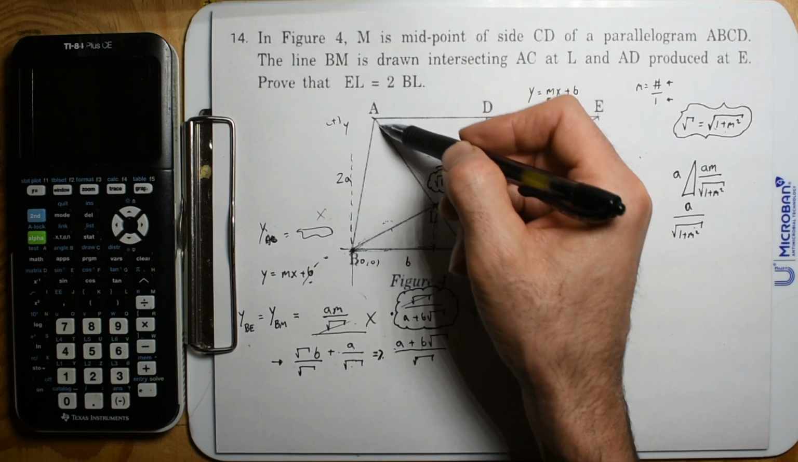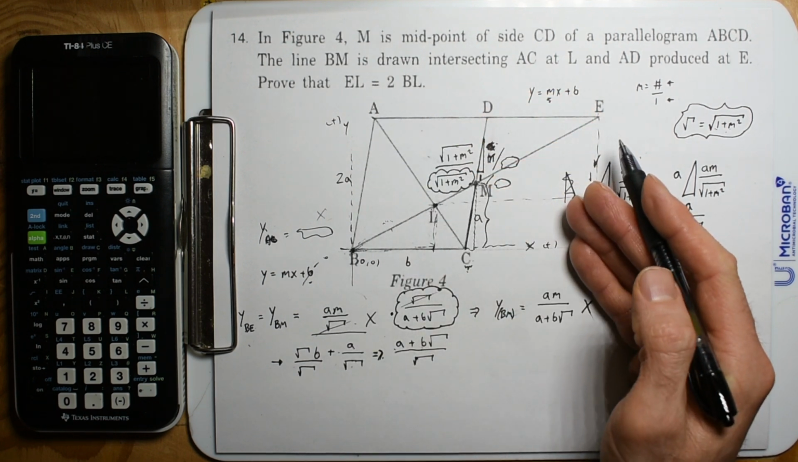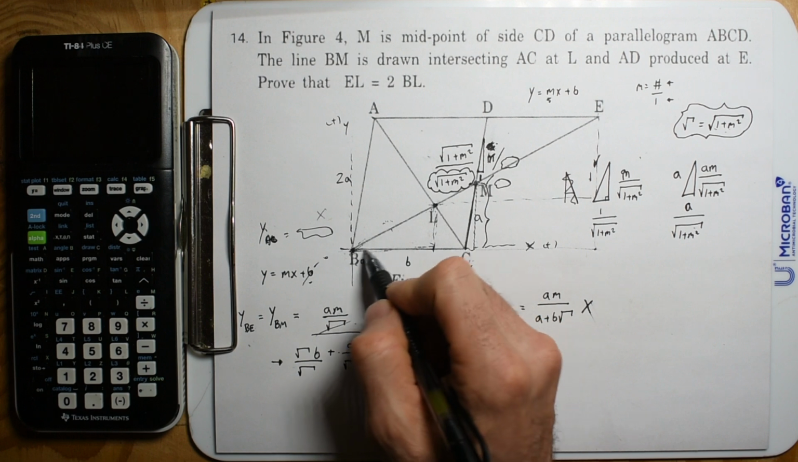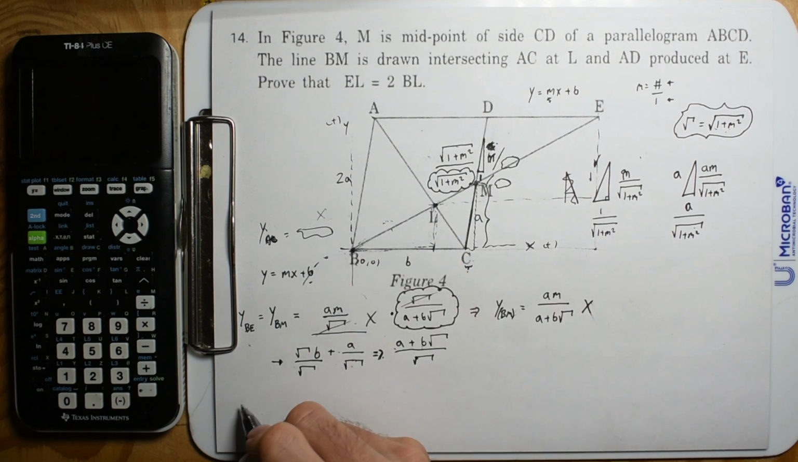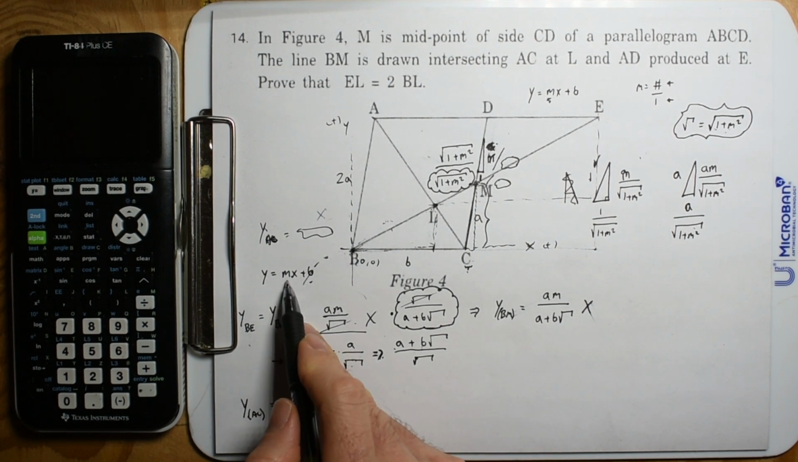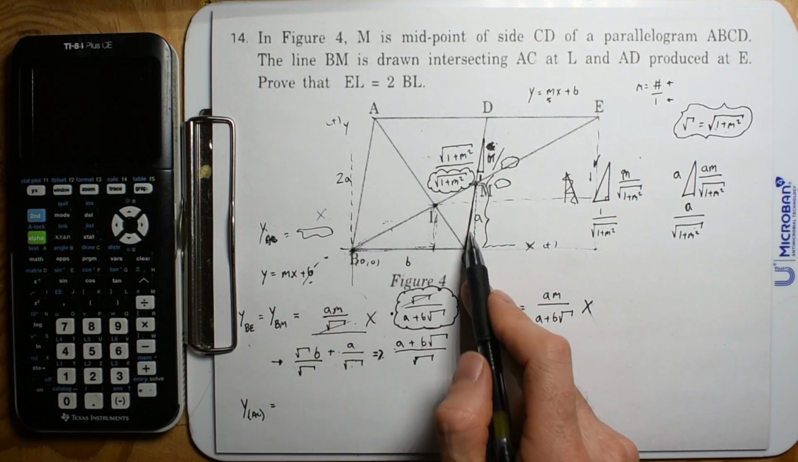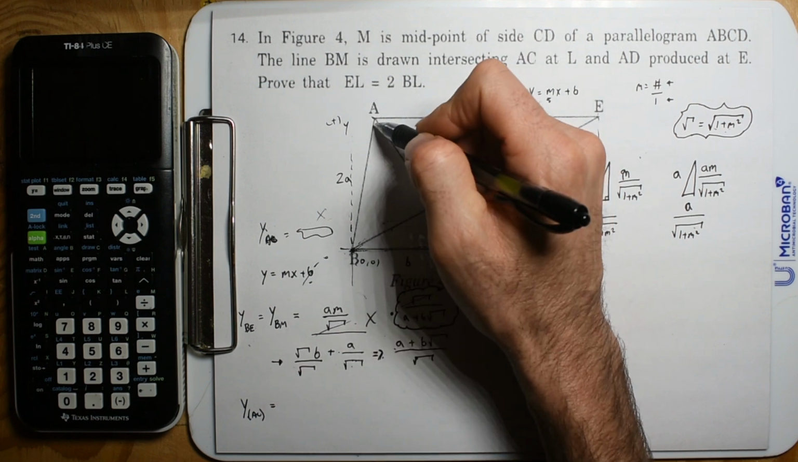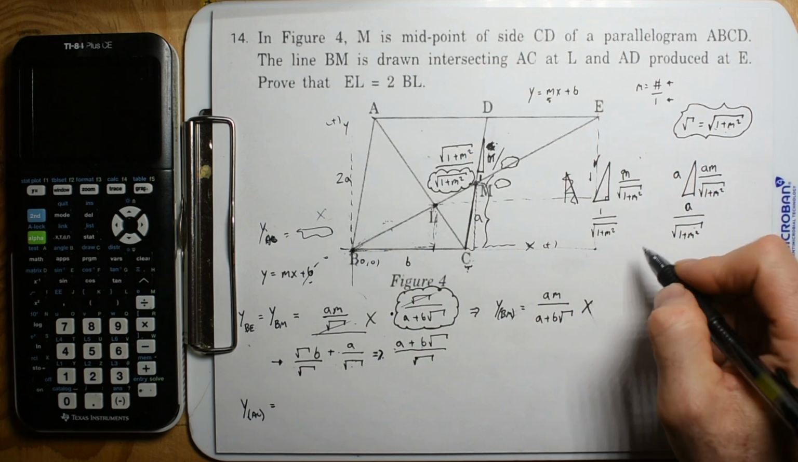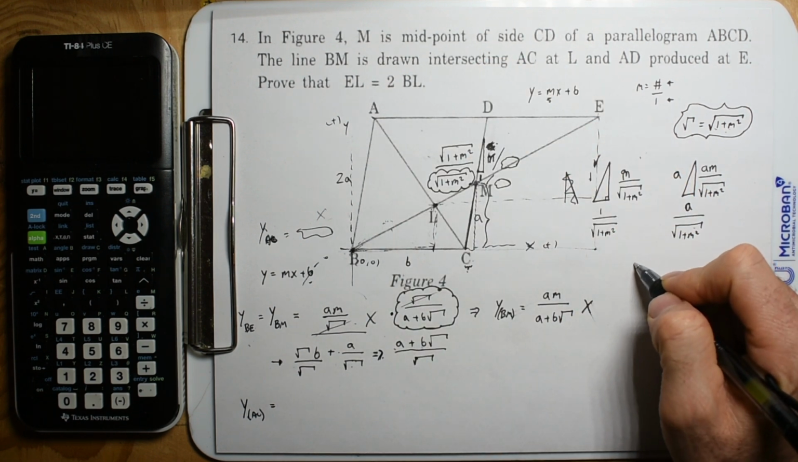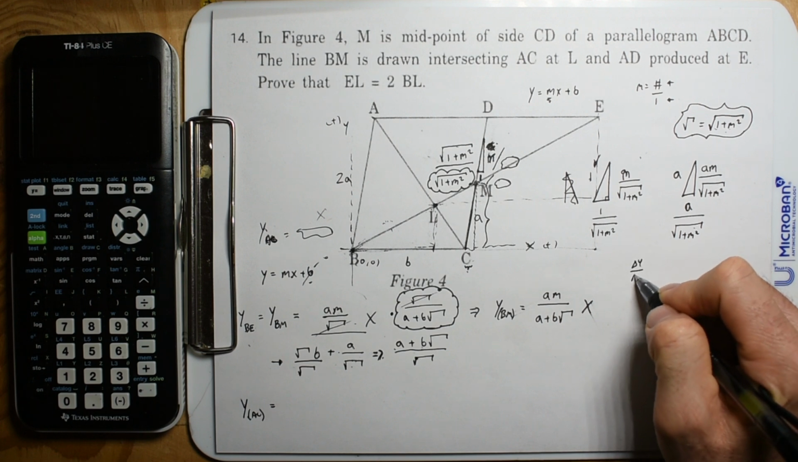And now we need this line AC. A little bit trickier. Let's walk our way through it. So if I had y AC, I would need the slope of line AC. Okay, so how do you find slope? Slope is rise over run. It's change in y, change in x.